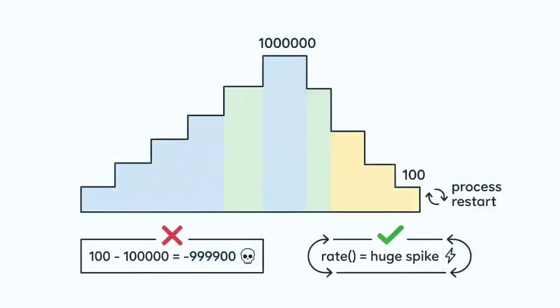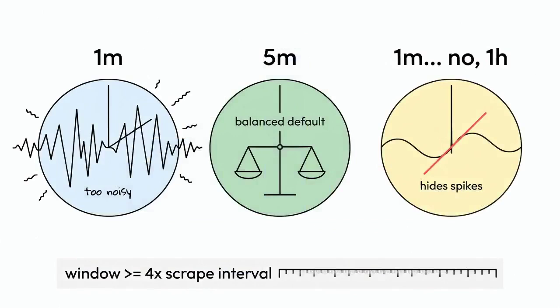Counters never decrease until the process restarts, at which point the value drops from 1 million back down to 100. If you do a naive subtraction, you'll see a massively negative delta of -999,900, and your alerts will fire for the wrong reason. Rate detects this reset automatically and treats it as a giant jump, correctly reporting a high per second spike instead of a phantom outage. The window bracket you choose determines everything about how your query behaves.